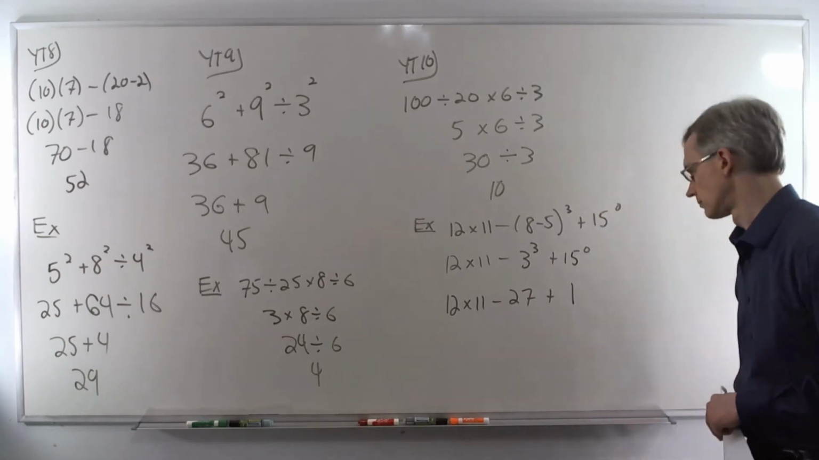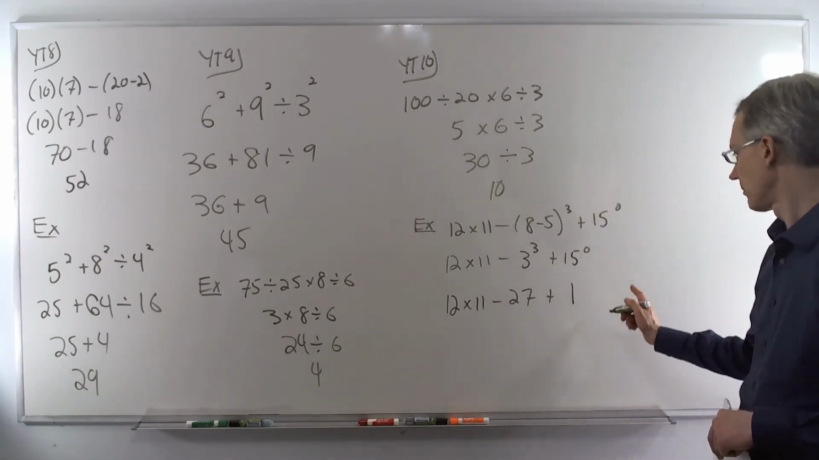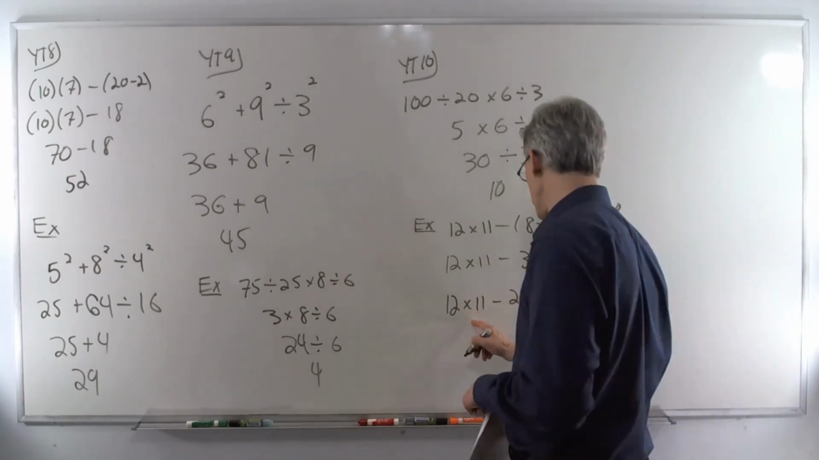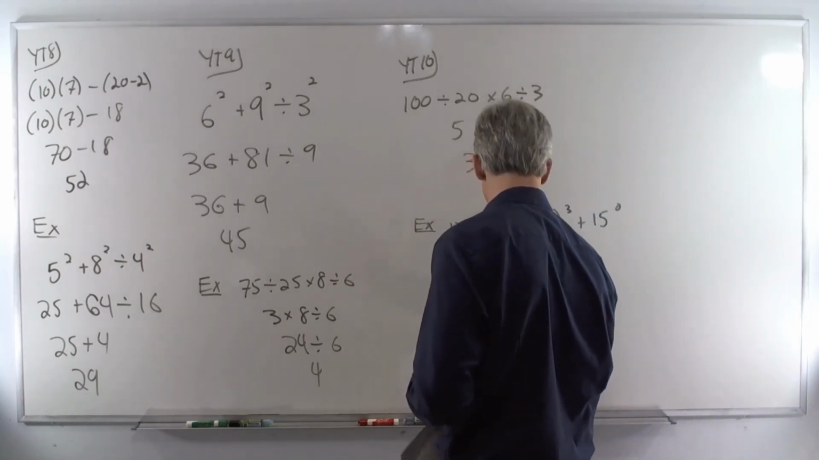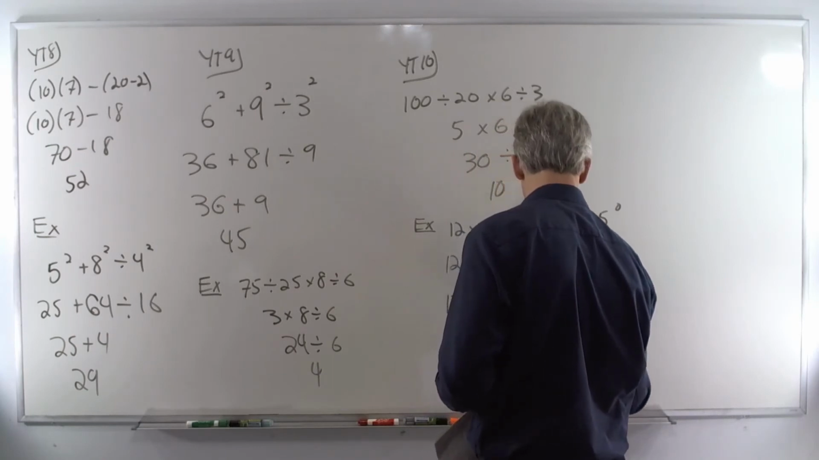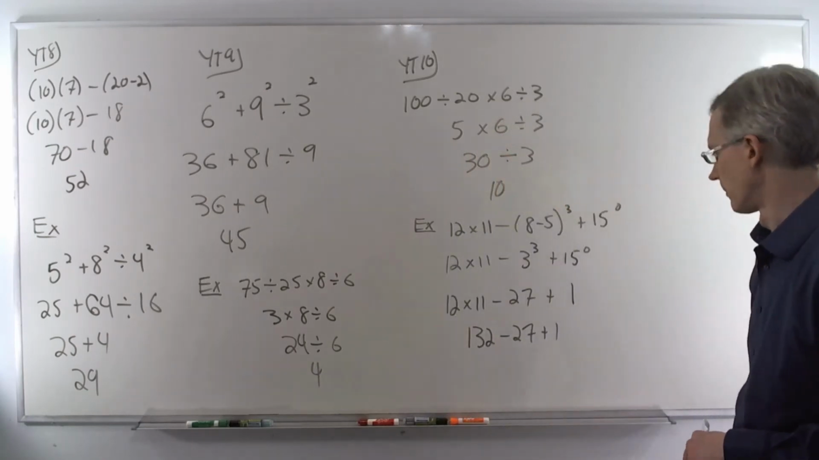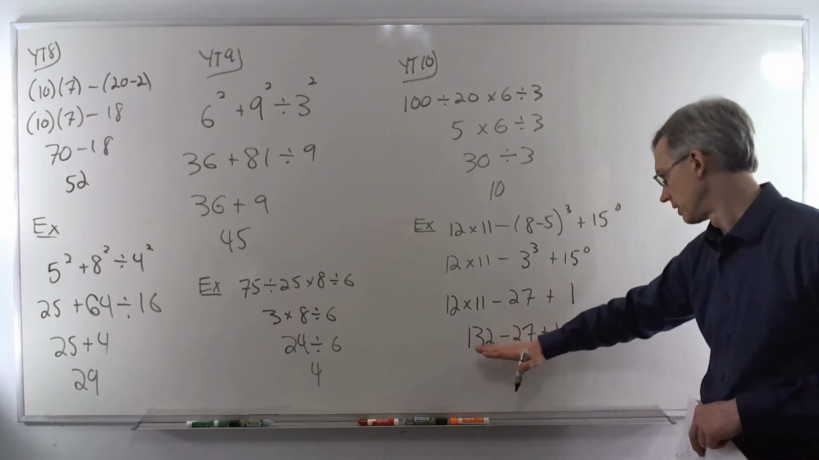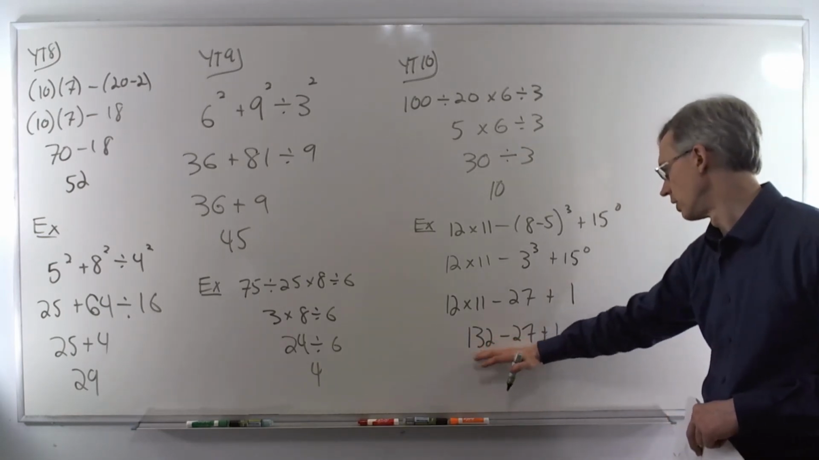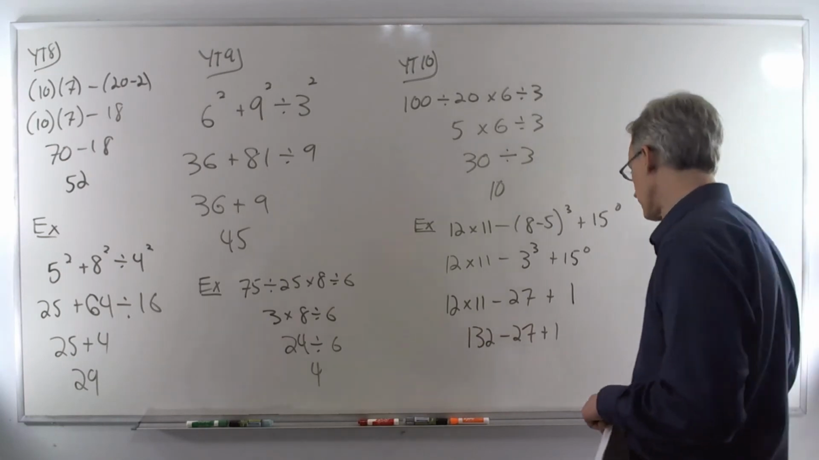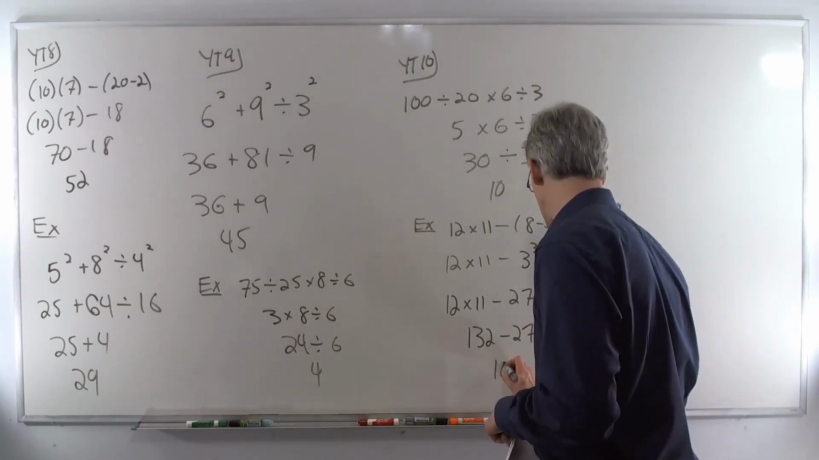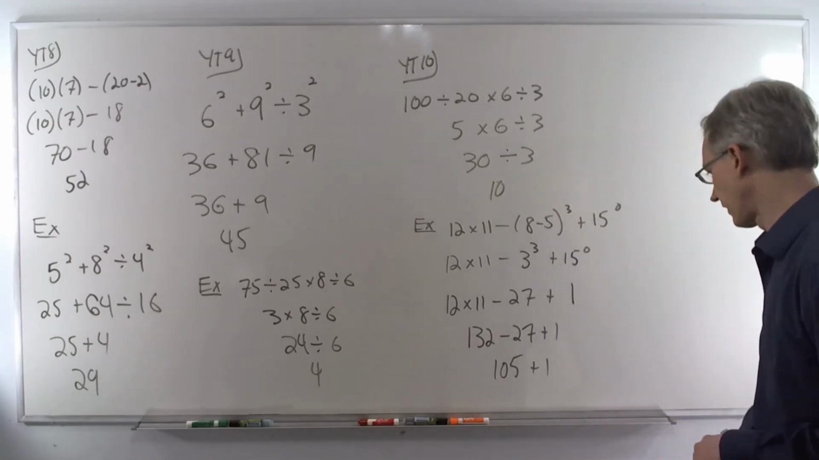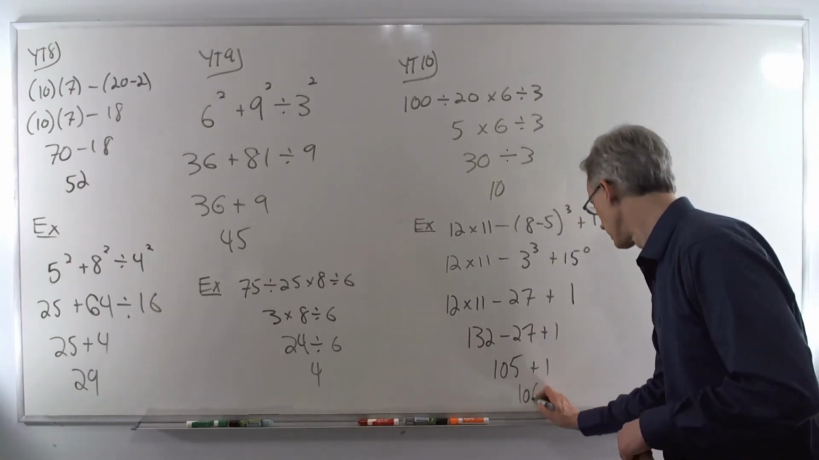All right, now we've got multiplication. So let's do this next. We're going to do 12 times 11 is 132. Now we're doing addition, subtraction. We're going to work left to right. So we're going to do this subtraction first. 132 minus 27 gives us 105. And then finally add on the 1 to get 106.